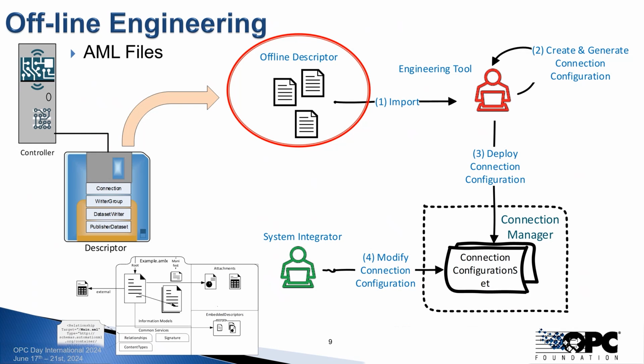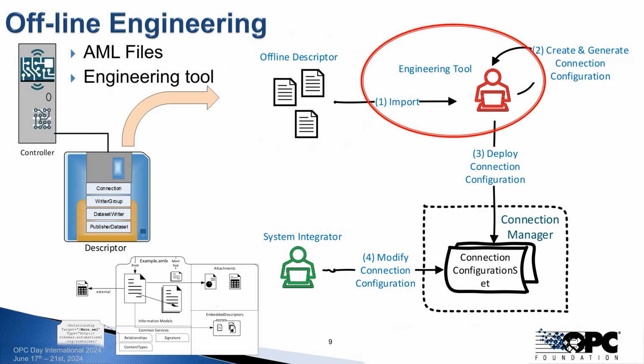They're used by engineering tools to check and create configurations. So this is how you generate your initial configuration for connection managers and how you set up all the communications that you're going to use. Currently, we'll have testing for the AML files. Sometime in the future, we'll do testing for engineering tools too.